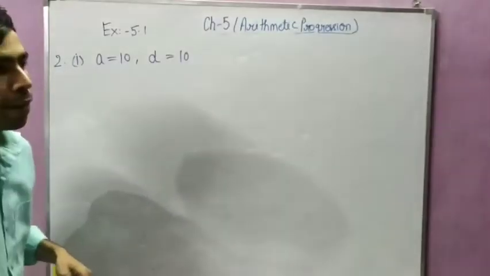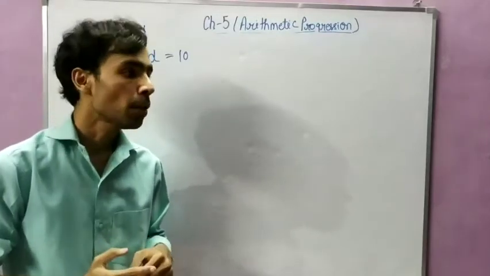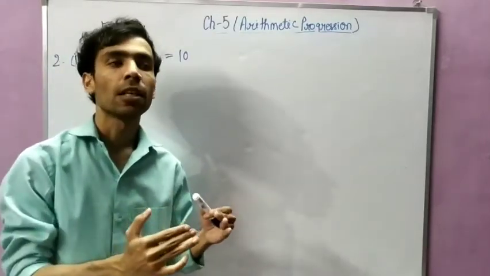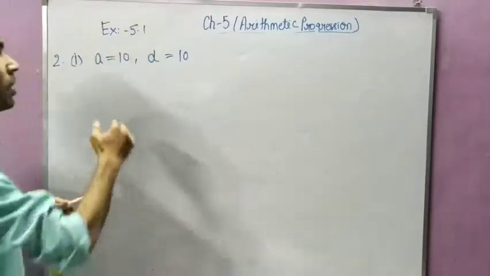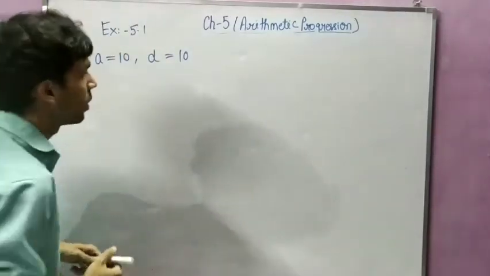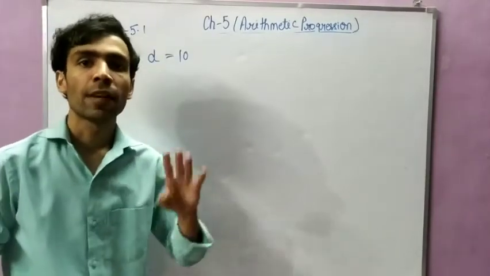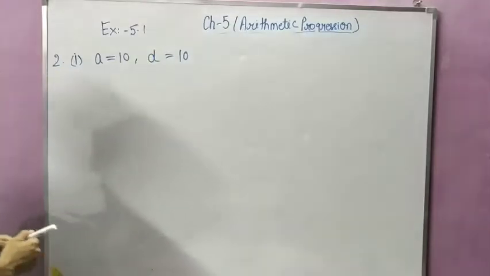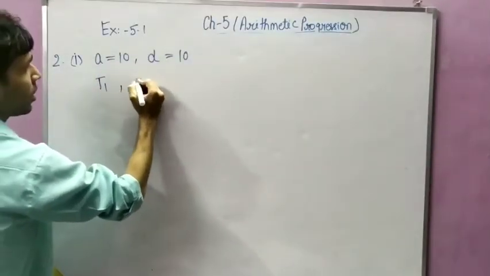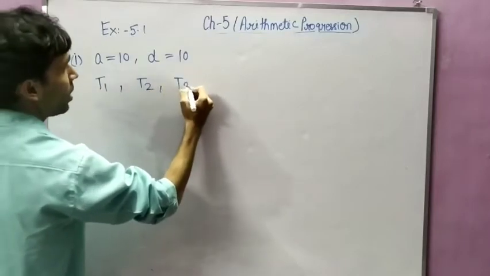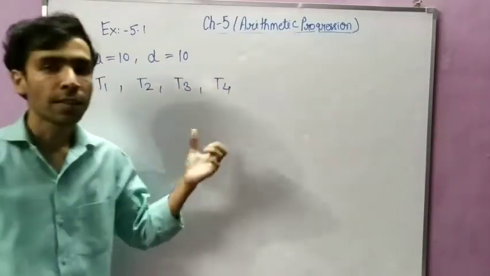So students, when I taught you the AP in the first part of the AP chapter, I told you how to write the terms of an AP when the common difference and the first term are given. So suppose you have to write an AP and you have to write its first 4 terms. The first 4 terms can be written as T1, T2, T3, T4, because we have to write only the first 4 terms.